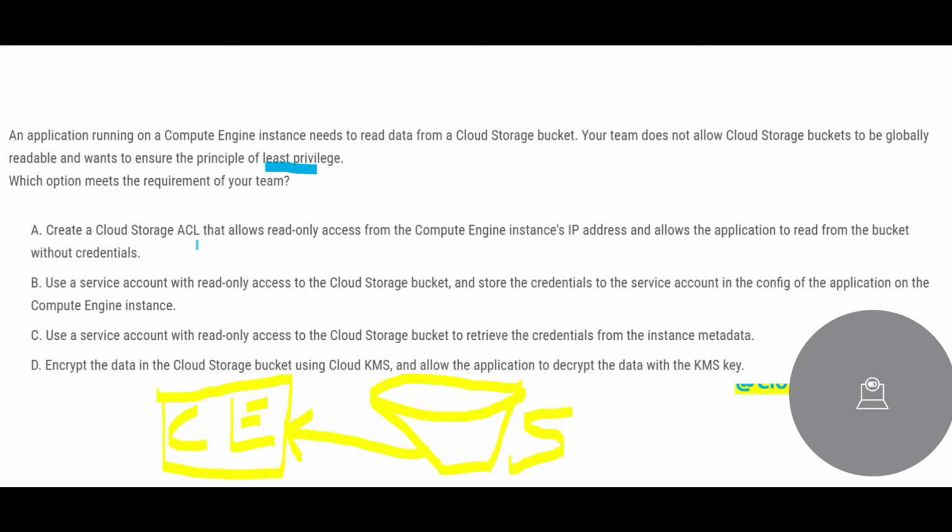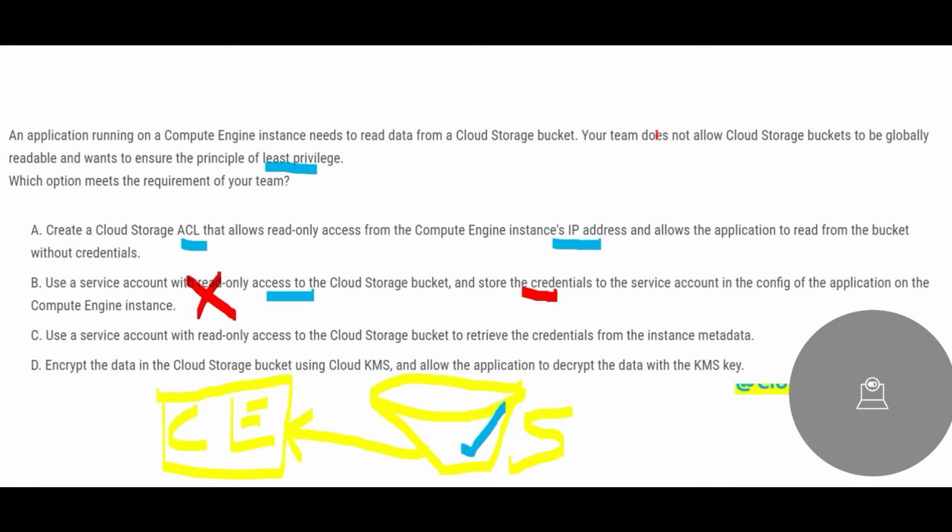Now, how can you work on it? The first option says let us create a cloud storage ACL. That means you put an ACL here, and that allows read access to the compute engine. So only the CE can do read access using the IP addresses, and allows the application to read from the bucket with credentials. This looks fair, but let's see other options. Option B says use a service account with read-only access to the cloud storage bucket and store the credentials of the service account in the configuration of the application. One thing I see is that credentials you should not store. You should use a proper key management service or secret management service. You should not store it elsewhere. So that's why I'm marking this wrong.